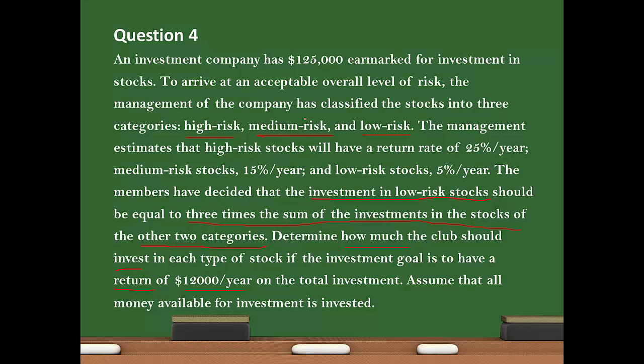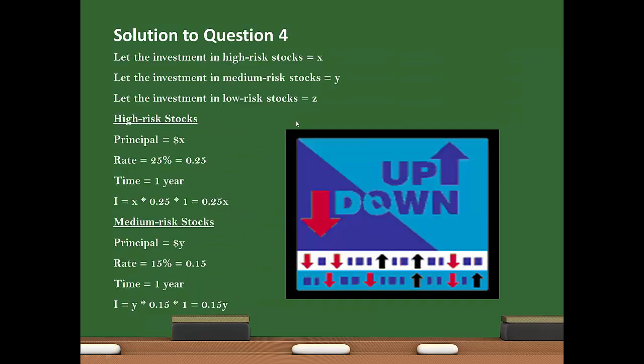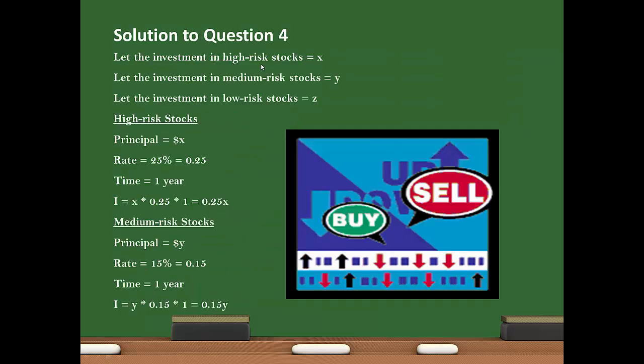So this is similar to what we just did. We know that x plus y plus z is 125,000. Now, but we have to define the variables first. Let x be the investment in high risk stocks, y the investment in medium risk stocks, and z the investment in low risk stocks.